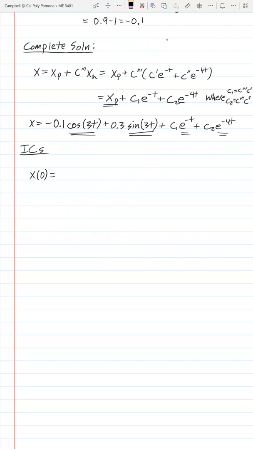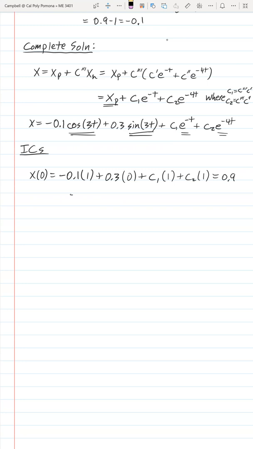So that's relatively simple. So we get negative 0.1 times 1 plus 0.3 times, and here I'll explicitly write out that 0, plus C1 times 1 plus C2 also times 1. And that, of course, is equal to 0.9. Of course, I chose the initial conditions to make the constants work out nicely.